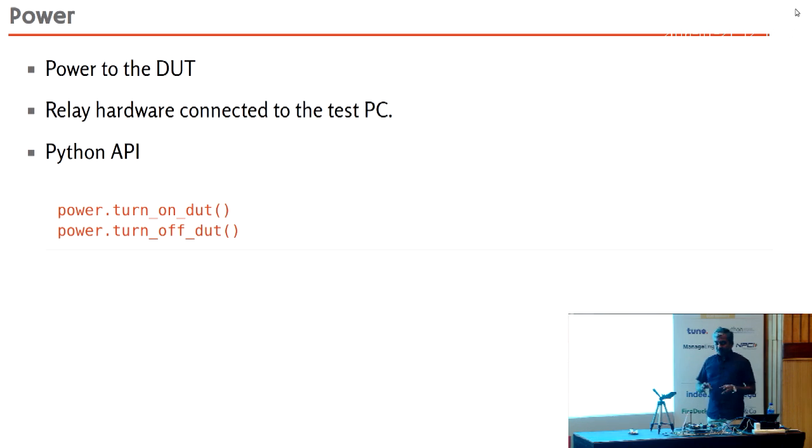And then finally, you'd want to turn on and turn off the device under test, because you would want to generally put it in a default state before you start testing, and sometimes in a test case you want to bring it back to its default state. So we have APIs to do it again. We use relay hardware to control the power to the device under test.